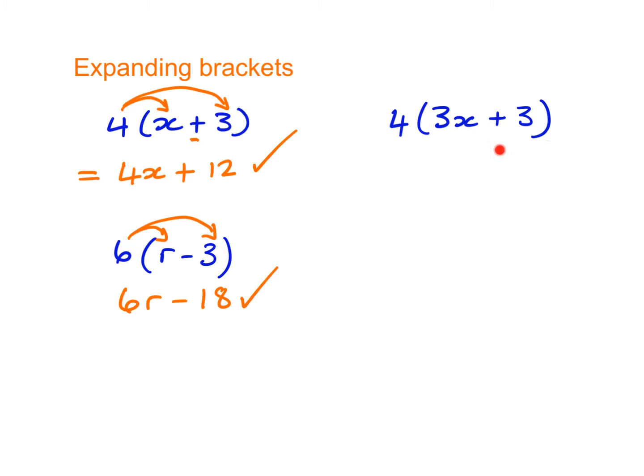Alright, what about this one over here? Nothing really different. 4 multiplied by 3x. That gives me 4 3s are 12x. And 4 multiplied by 3, 4 3s are 12. And that would be my answer.